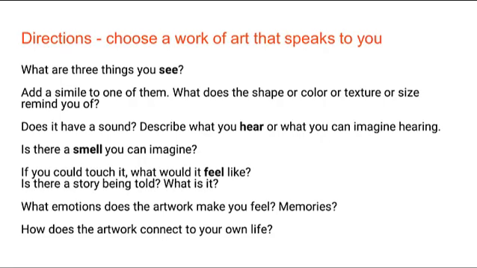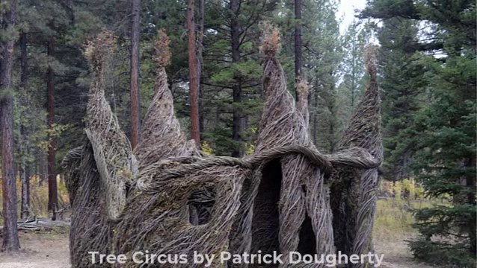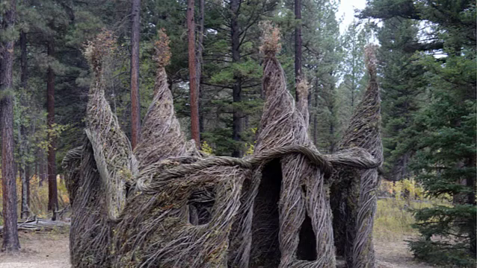Let's try one together. Here is a photograph of a sculpture by artist Patrick Doherty called Tree Circus, which he created at Blackfoot Pathways in Lincoln, Montana, at Sculpture in the Wild, one of the places we visited as part of our project. What are 3 things you see? 5 spires, a hut with windows and doors, a real forest surrounding a make-believe one. Add a simile. 5 spires like witches' hats made of willow branches.